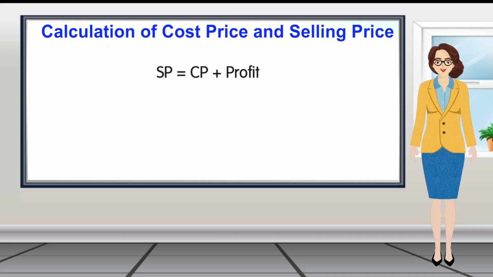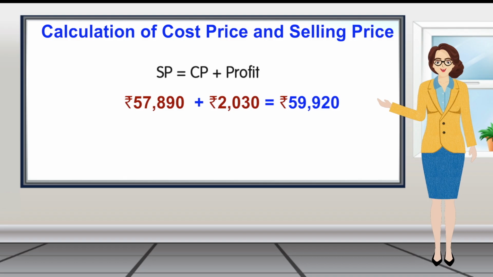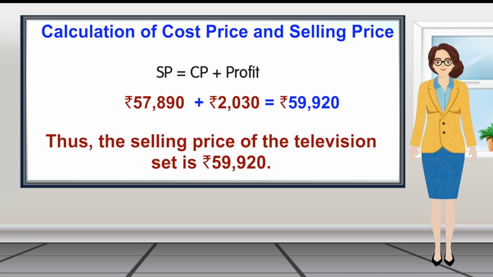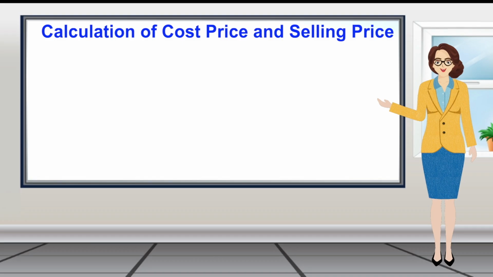The selling price of the television set will be rupees 57,890 plus rupees 2,030. Rupees 57,890 plus rupees 2,030 is equal to rupees 59,920. Thus, the selling price of the television set is rupees 59,920. Let's learn to calculate the cost price of an article from an example.